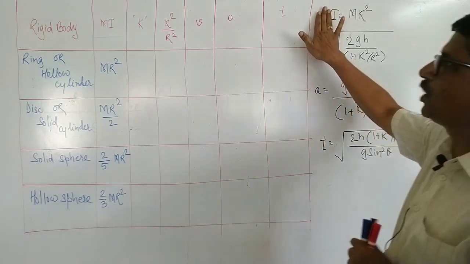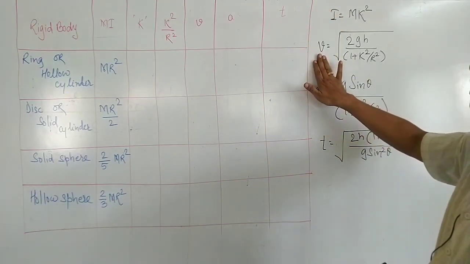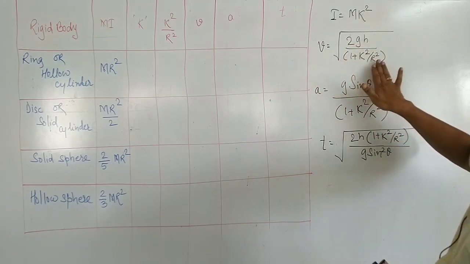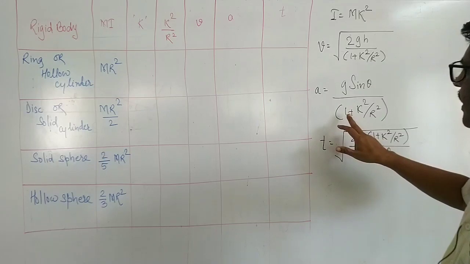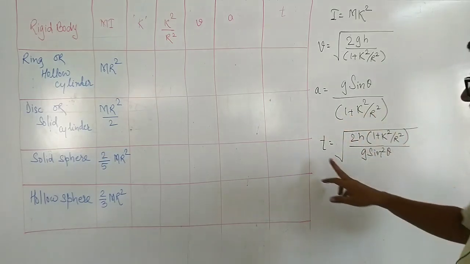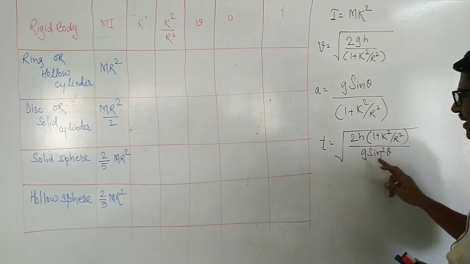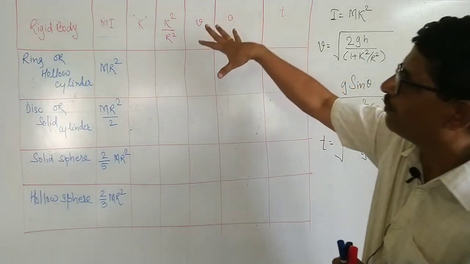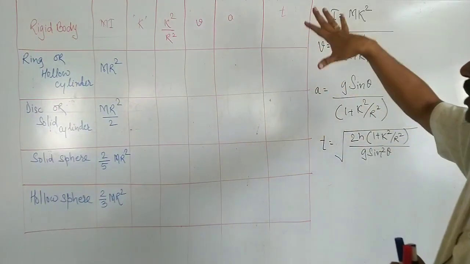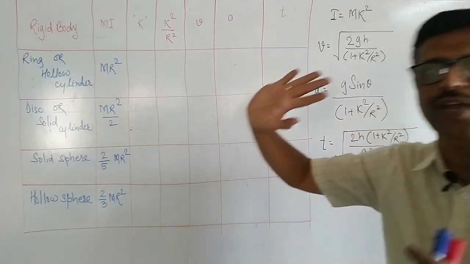Using these three formulas, I = mk², v = √(2gh / (1 + k²/r²)), a = g sin θ / (1 + k²/r²), t = √(2h(1 + k²/r²) / (g sin² θ)), we will find out the values of the velocity, acceleration and the time for these rolling bodies on the inclined plane from a height h.